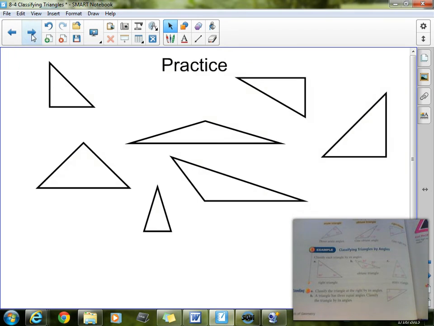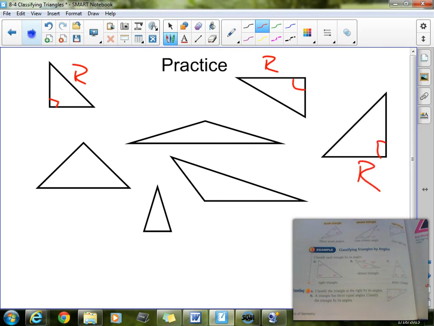Alright, so we're going to go ahead and practice very, very quickly. Now the first one we see, I very clearly see a right angle right there. So this is going to be a right triangle. Now this one, let's come back to that one. This one right here, let's do this one next. That's a right angle, so that's automatically going to be a right triangle. And here we have another right angle, so it's going to be a right triangle.